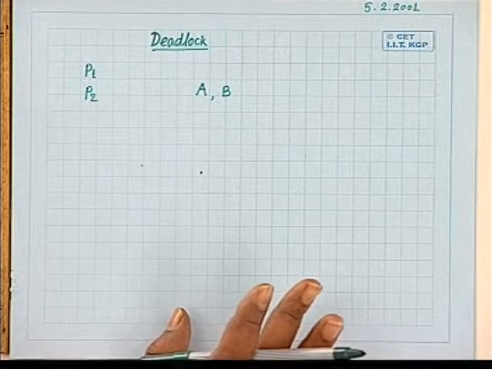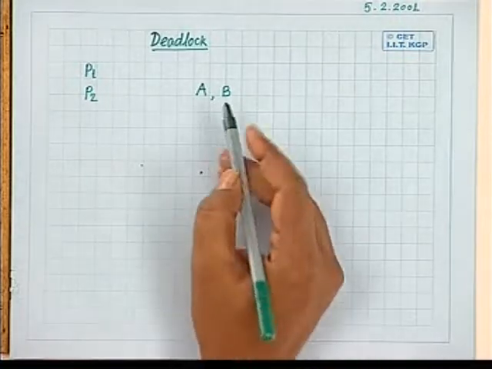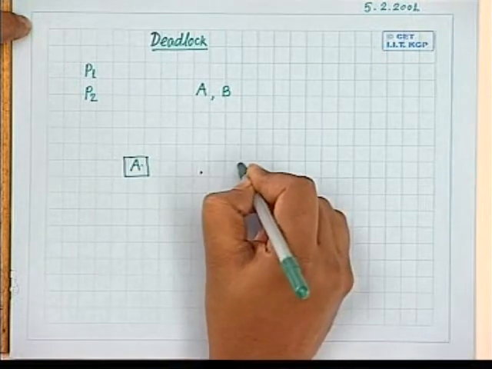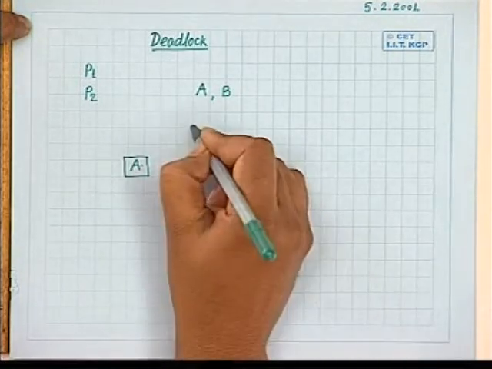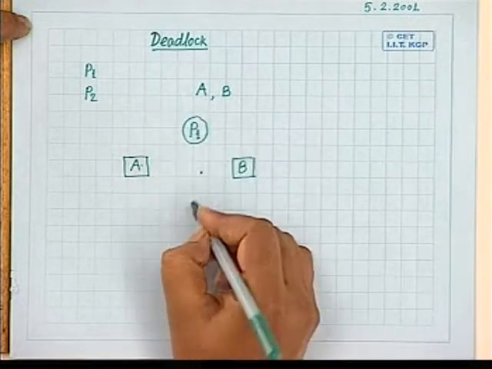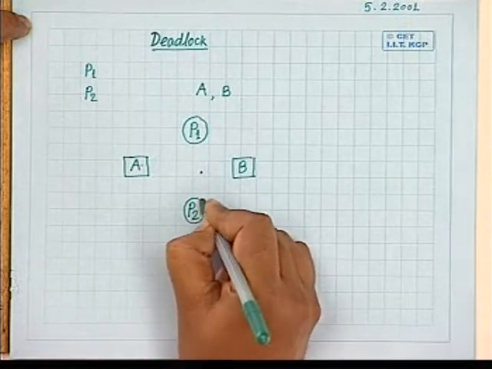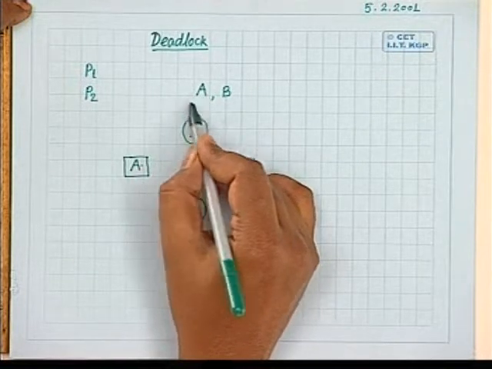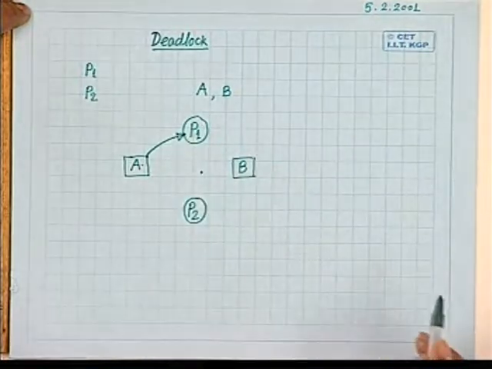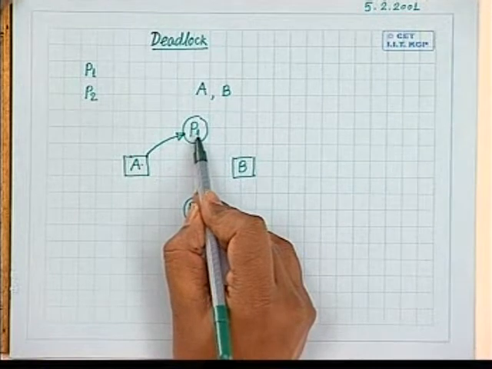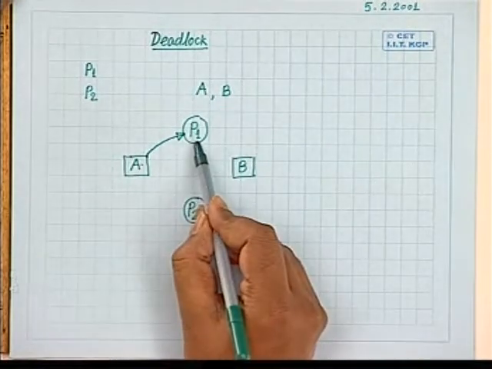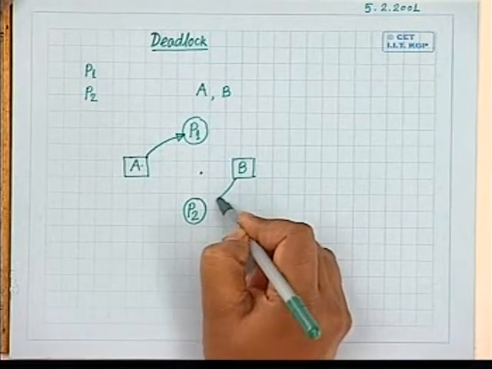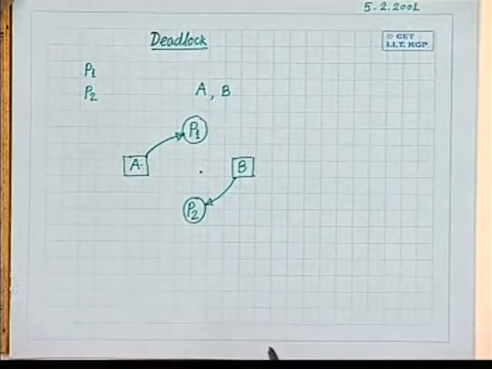Now, we can have a situation like this. Suppose P1 has acquired resource A. So I have resource A, I have resource B, I have the process P1, I also have the process P2. So I have a situation like this: P1, because it needs both the resources A and B, first requires resource A, so it has put a request for resource A and it has acquired resource A. Because for its completion, it requires both the resources A and B. So P1 has acquired resource A, and in future it will require resource B. P2 has acquired the resource B, and in future it will require the resource A.